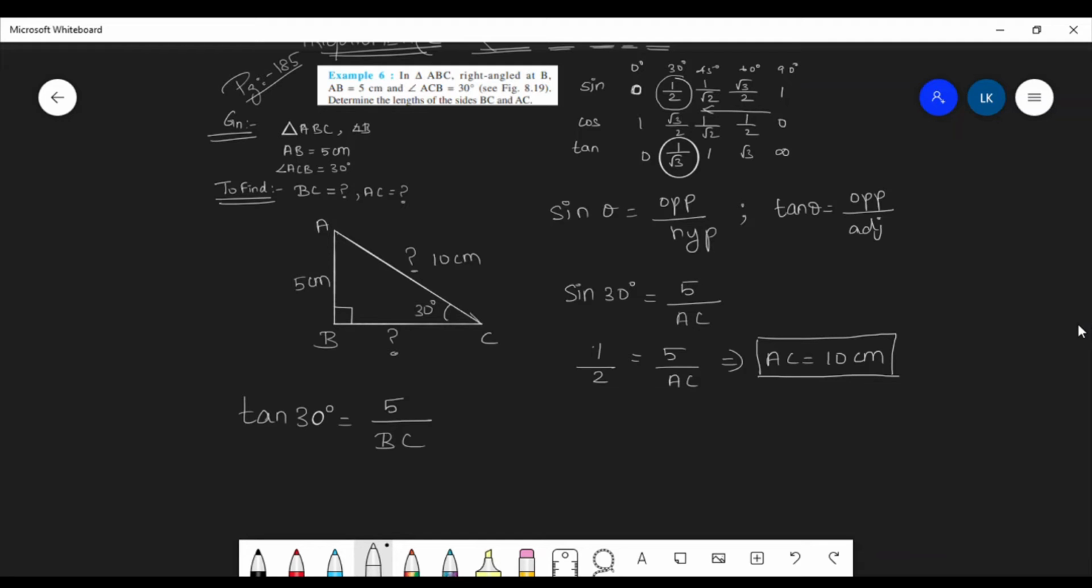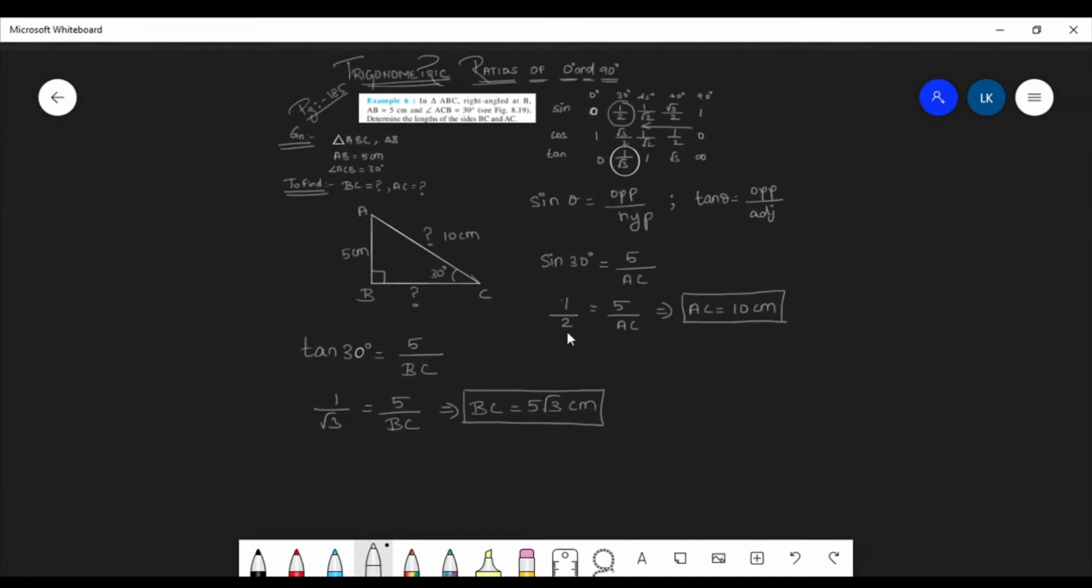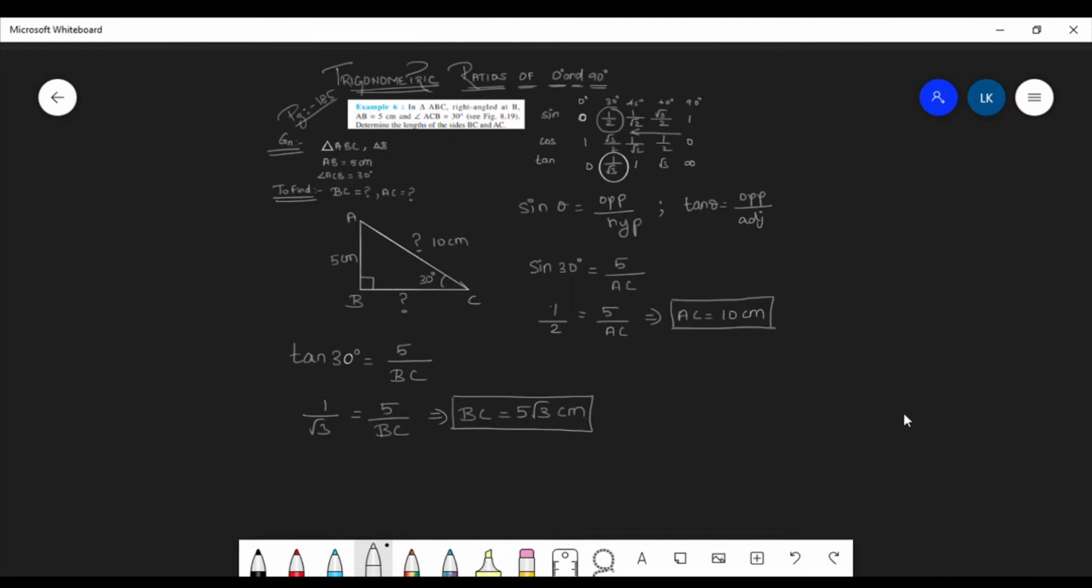Okay, tan 30 degrees is 1 by root 3. 1 by root 3 is equal to 5 by BC, which implies BC is equal to 5 root 3 centimeter. You have to always remember to write the unit at the end of the solution in order to gain full marks. Okay, and we have found BC value and AC value, hence the result.